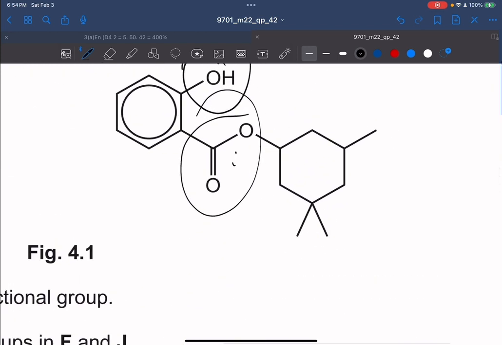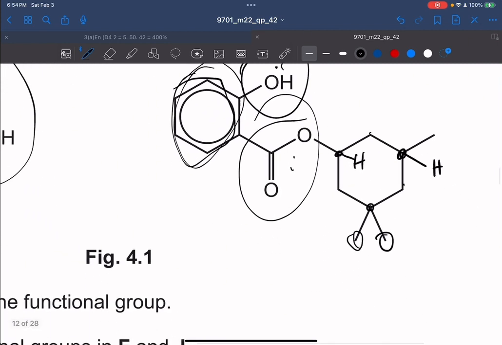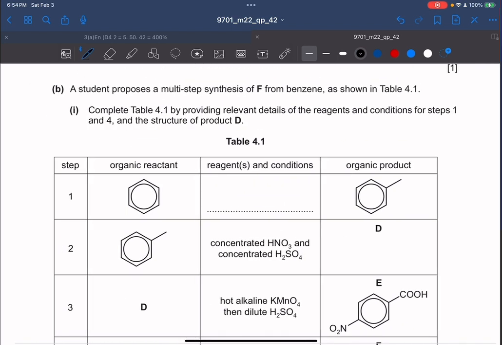Here, this is not chiral because these are identical, but this is chiral because there's going to be a hydrogen there, and it has different groups on each side. This is also going to be chiral because you have a hydrogen there. It's going to be different. Nothing in the benzene ring is going to be chiral. This is definitely not chiral. I don't think anything else is chiral, so there's going to be 2. All right.